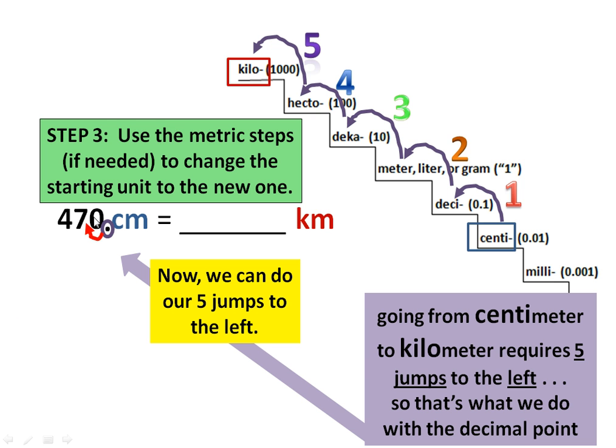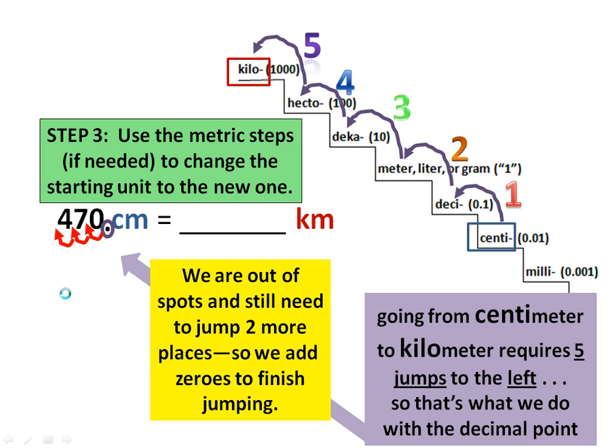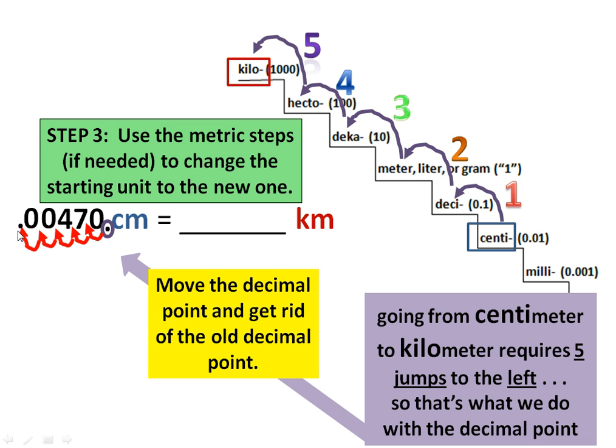So now we can try our 5 jumps to the left. So there's 1 jump, putting it between the 7 and the 0. There's 2 jumps, which puts it between the 4 and the 7. There's 3 jumps there. We need to jump 2 more places, but we're out of numbers to do those last 2 jumps. So what we can do is add zeros in front of the places we need to jump. So we have 3 jumps already. We need 2 more. So there's our 4th jump, and there's our 5th jump. So we move our decimal point. So there's our new decimal point we added right there. And we get rid of the old decimal point.